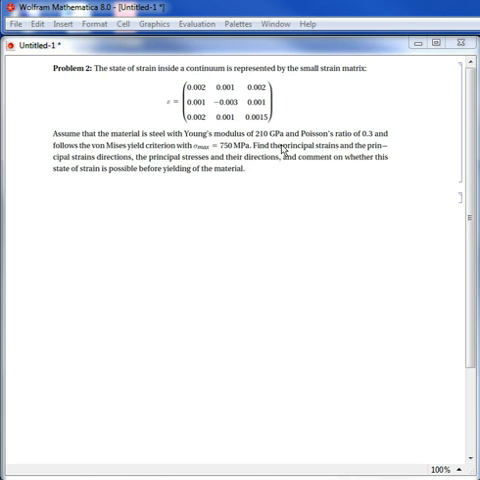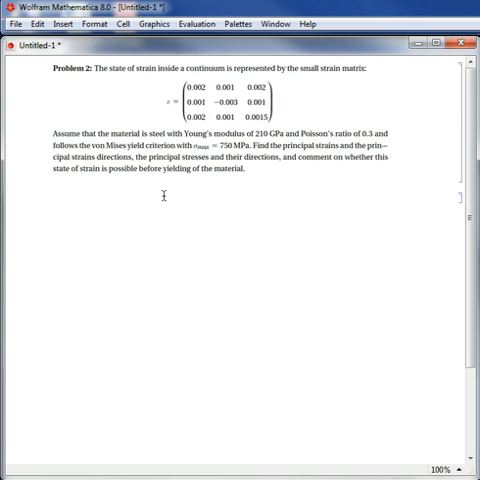After finding the principal strains, we also need to find the principal strain directions, which is basically the eigensystem of the strain matrix. Then we need to find the principal stresses and their directions. To find the stresses, we need to use the constitutive law to multiply a big matrix by the strains to get the stresses. Then after getting the stresses, we need to find the principal stresses and their directions. And then after finding the stress matrix, we can evaluate the von Mises stress and compare it with the 750 MPa.